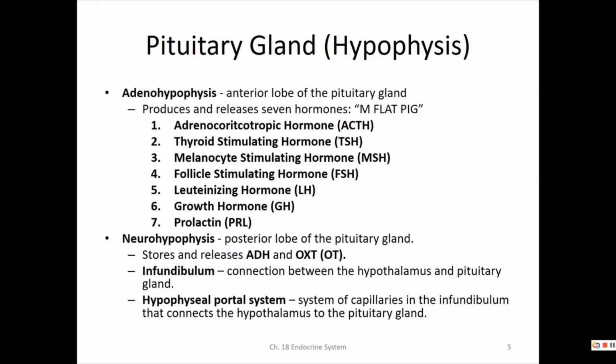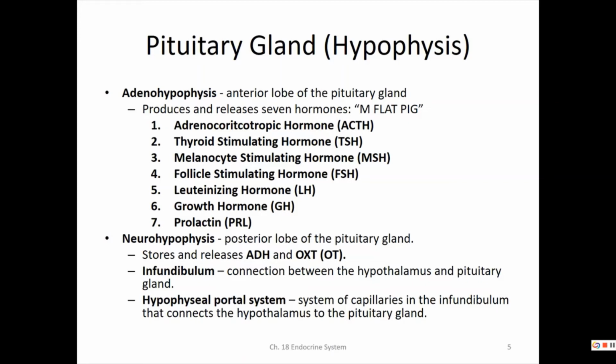Thyroid stimulating hormone, TSH, thyroid stimulating hormone. It tells you exactly what it does. It is a hormone that stimulates the thyroid to release T3, T4.